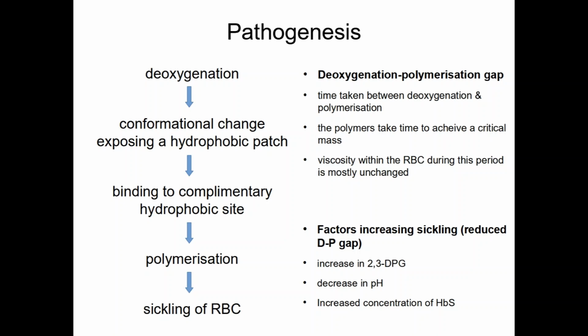Why we need to know this DP gap is that there are some factors which reduce the deoxygenation polymerization gap. Those factors are an increase in 2,3-diphosphoglycerate. Then we have a reduction in pH, or acidosis, and also we have increased concentration of HbS, that is sickle hemoglobin.